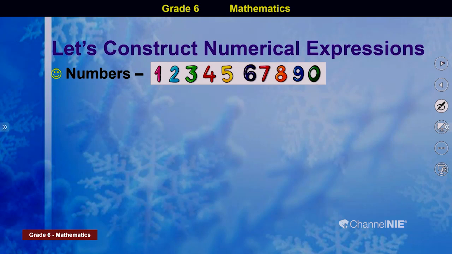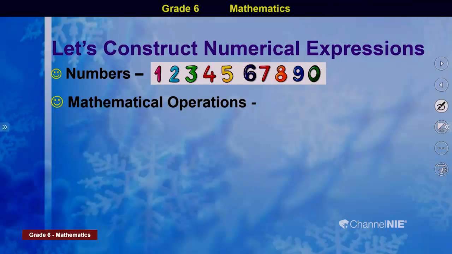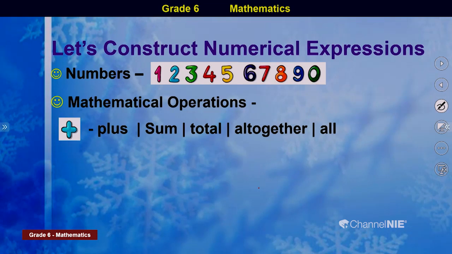Then we need mathematical operations. We have 4 basic mathematical operations: addition, subtraction, multiplication and division. This is addition. We can use this addition symbol for the terms like plus, sum, altogether and all.